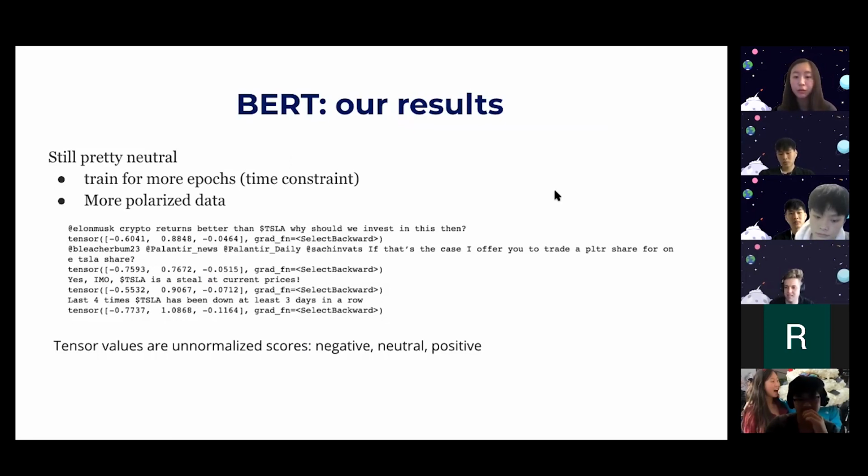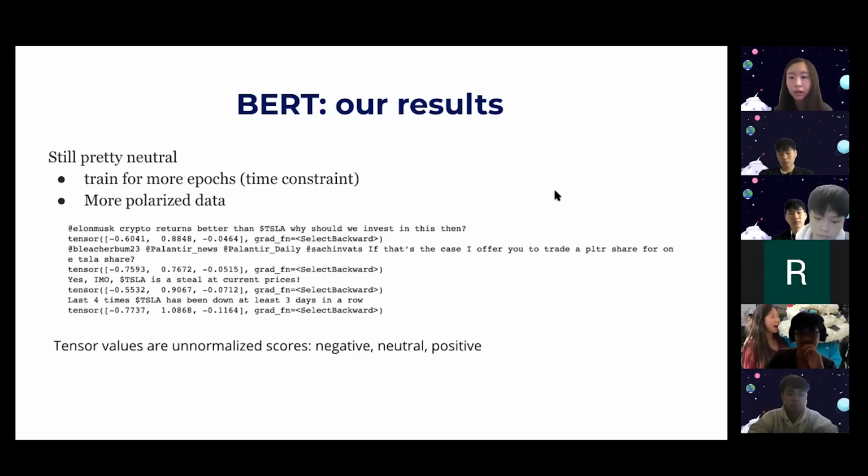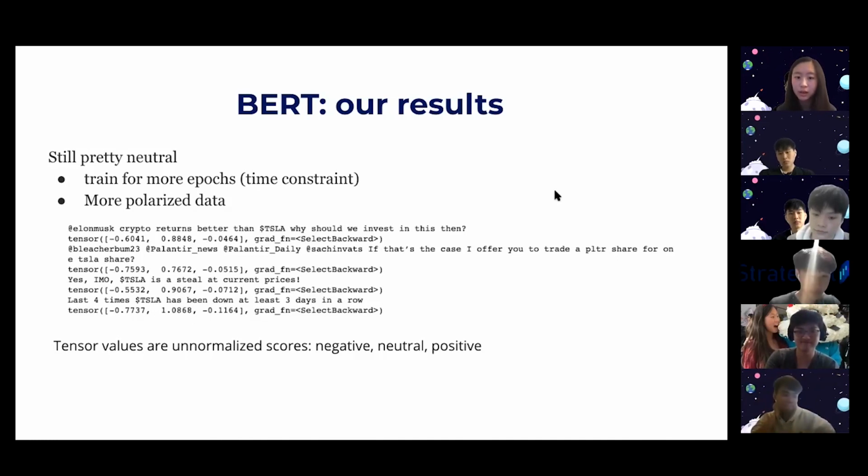Another way that we could improve our model would be to have more polarized data to start off with. A lot of social media, or a lot of text in general, is just neutral by default. So a lot of the data that we were training on was majority neutral, and I think that was a factor in why a lot of our results were centralized on neutral.